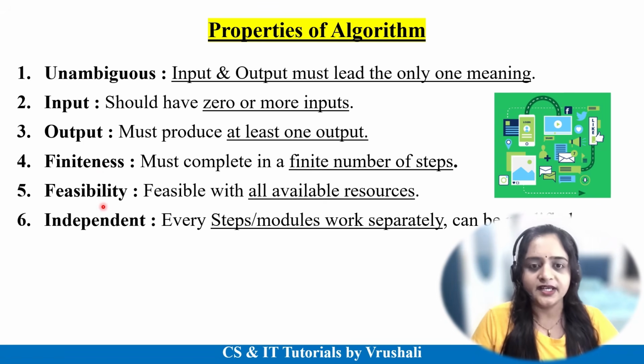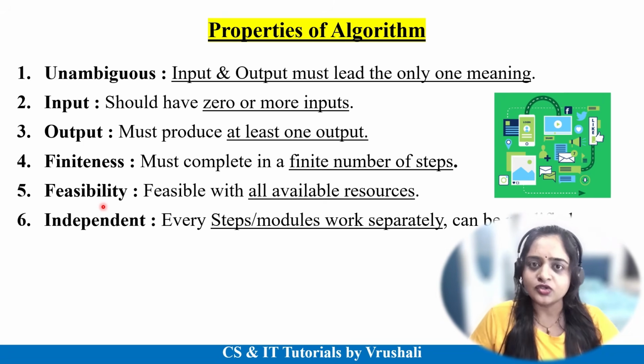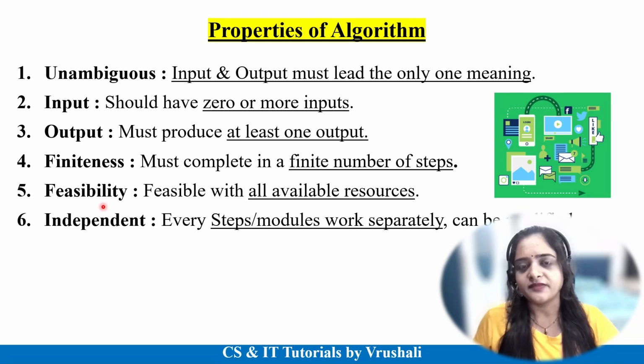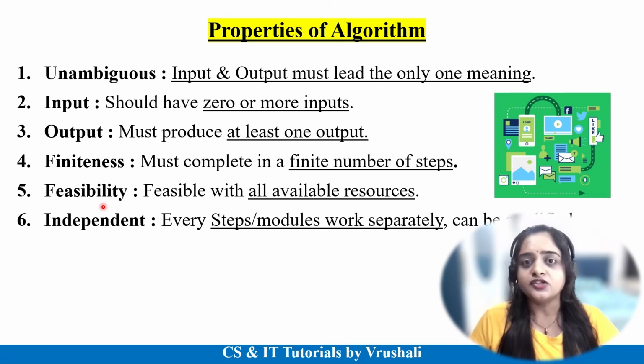Next is feasibility, which means your algorithm is feasible for every available resource. Some users use the Windows operating system, while others use the Linux operating system. But if you want to execute your program, your algorithm and program must be feasible for all available software or hardware resources. So always write the program accordingly.